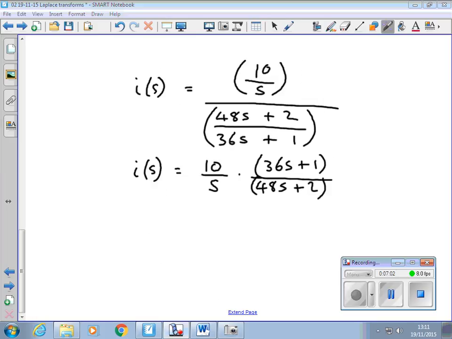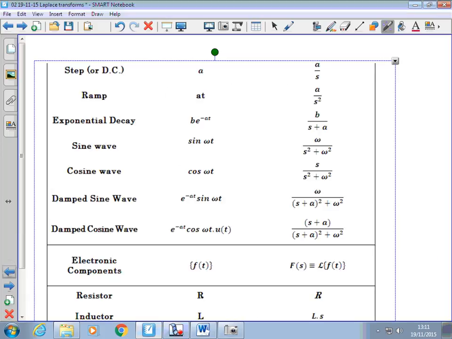So we end up with this. Now let's look at this for a sec. If we look at the bottom here, we've got S times (48S plus 2), two fractions multiplied together. Let's look back at our table of transforms.